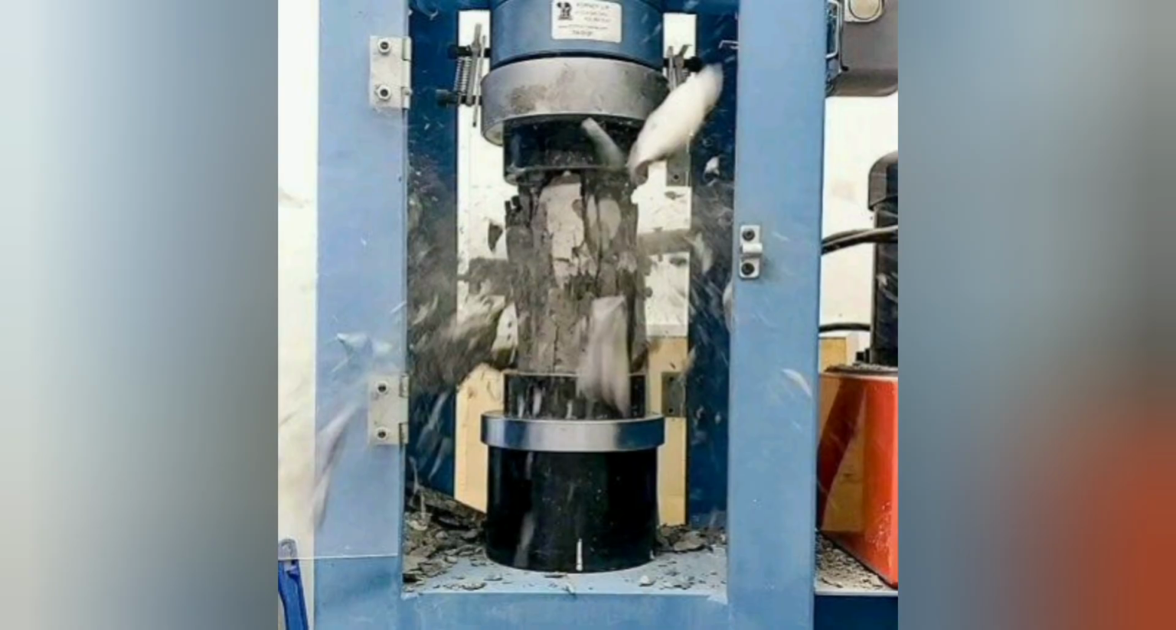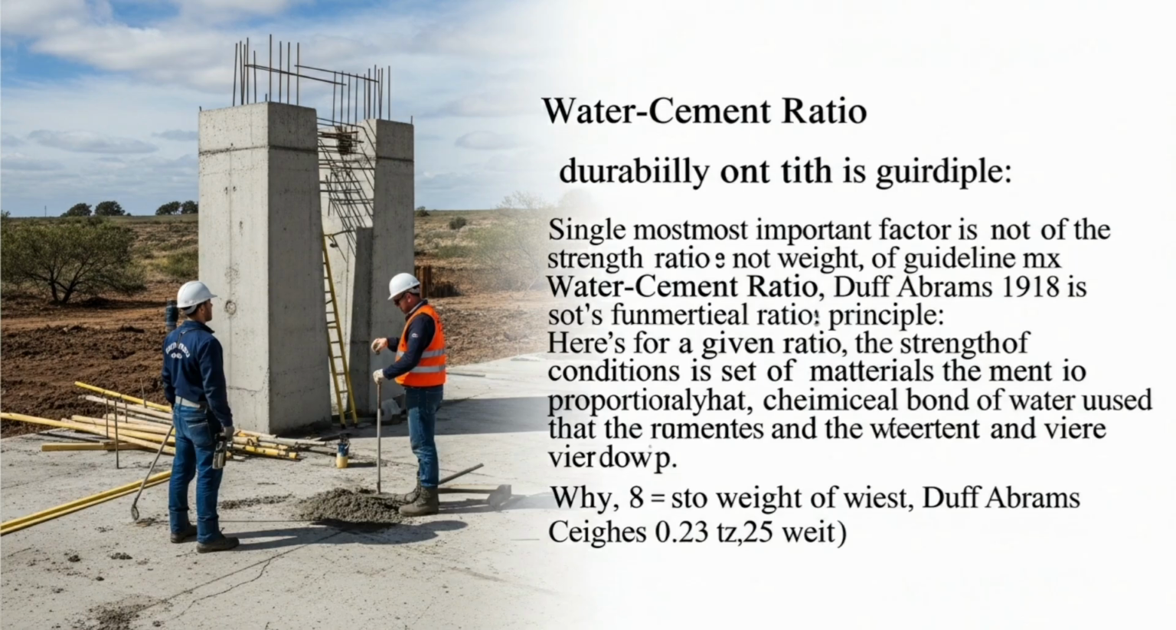The single most important factor controlling the strength and durability of concrete is the water-cement ratio. This is not just a guideline. It's a scientific law established by Duff Abrams in 1918. The water-cement ratio is the ratio of the weight of water to the weight of cement in a concrete mix.